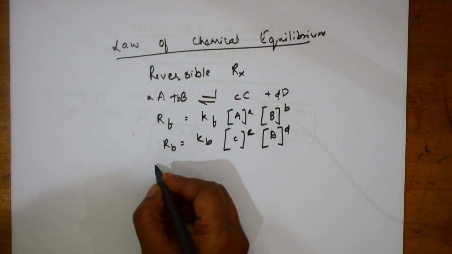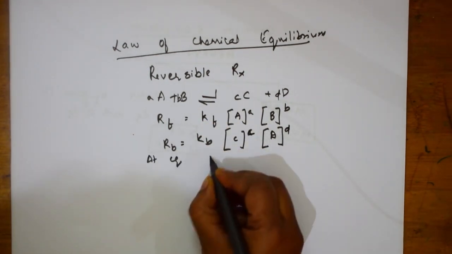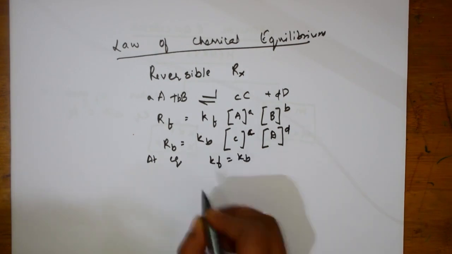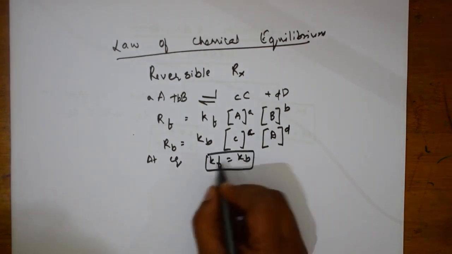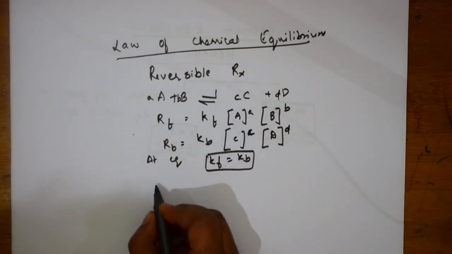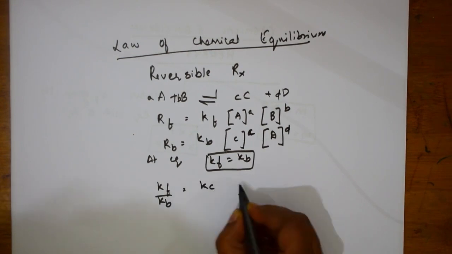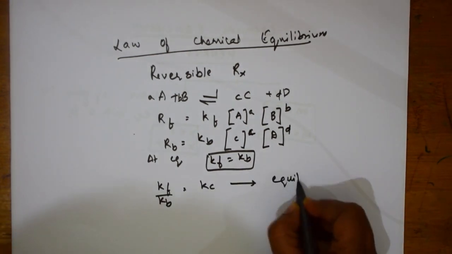Now at equilibrium, what will happen? RF will become equal to RB. So let us write that at equilibrium, RF will become equal to RB. This is an understood concept, right? Both forward and backward reactions. Now the ratio of these constants, that is the ratio of Kf by Kb, is called Kc. This is called the equilibrium constant.